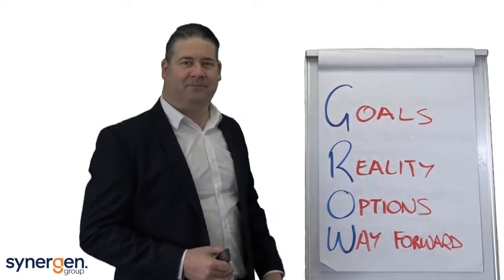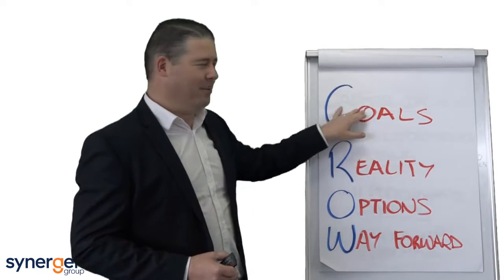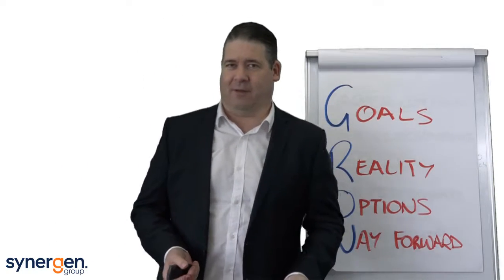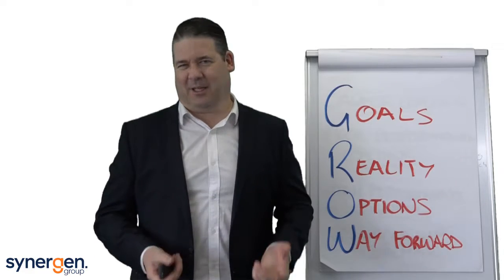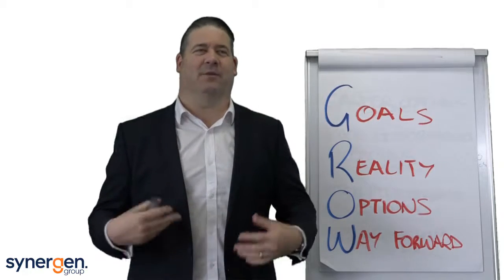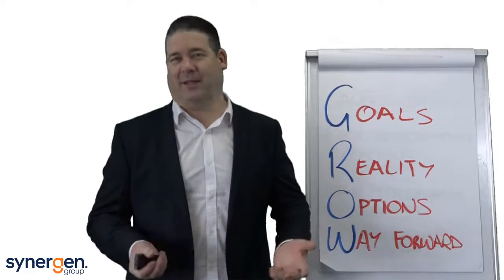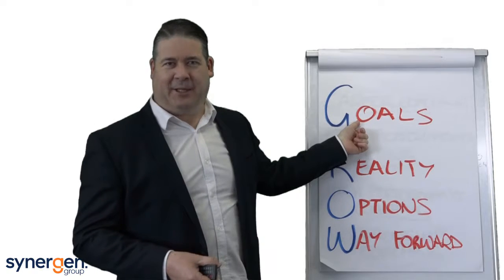Pretty simple. First step you're going to go through when you're coaching someone is this idea of goals. What do they really want to achieve? Where do they really want to get to? If we can start to get some clarity around that, at least we've got a guide, at least we know a destination, at least we know where we're trying to get to. If we don't know this, how do we know where we're going to take the coaching?